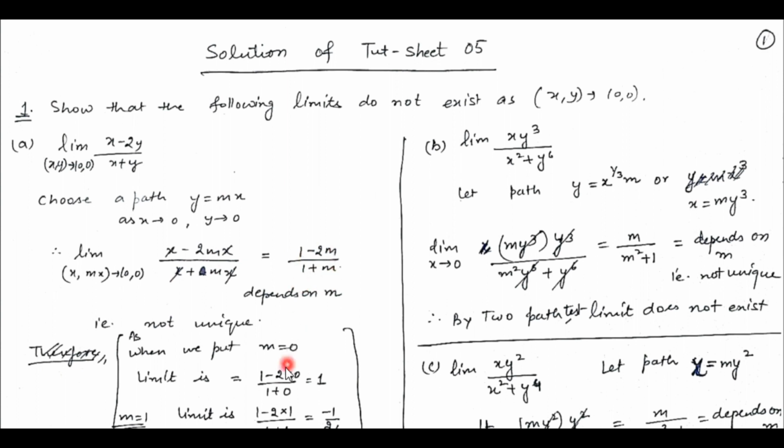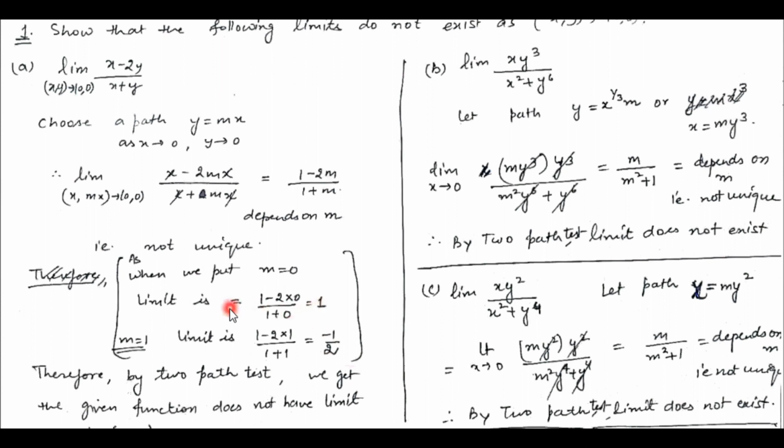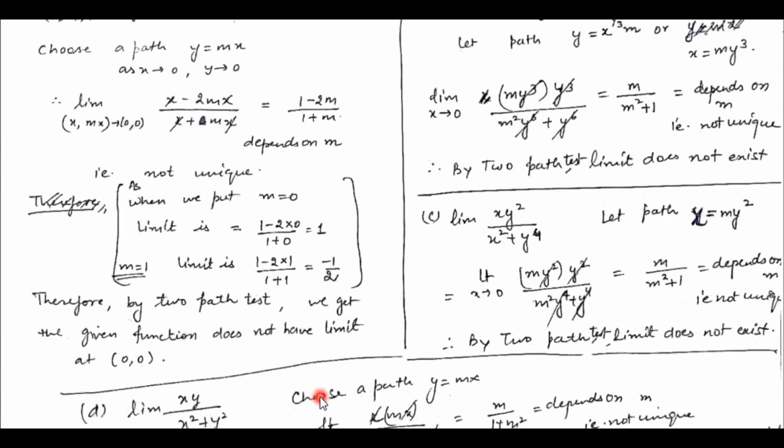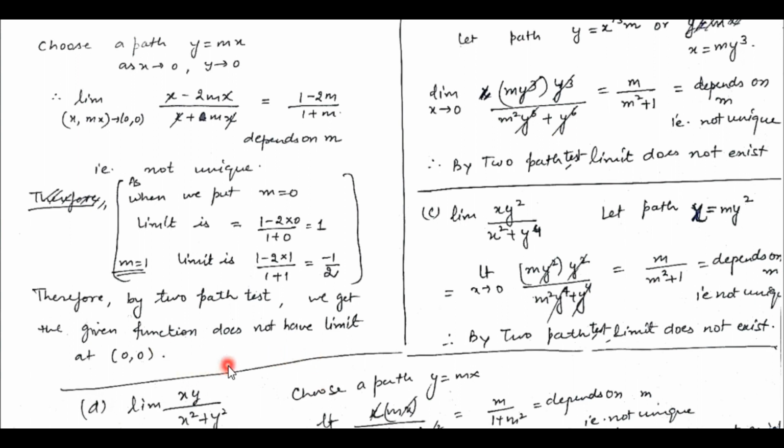So if we put m to be 0, the limit is 1. When you put m to be 1, you get the limit is minus half. So the limit is not unique. We can choose infinitely many paths by taking m to be any real number, and along every path we get a different limit. So by the two-path test, the limit of the given function does not exist.